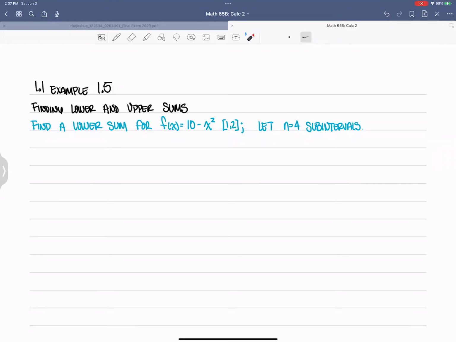Section 1.1, example 1.5, finding the lower and upper sums. So find the lower sum for f of x equals 10 minus x squared from 1 to 2. Let n equal 4 sub-intervals. Just like I did with the previous problem, let me sketch the graph really quick and I'll be back soon.